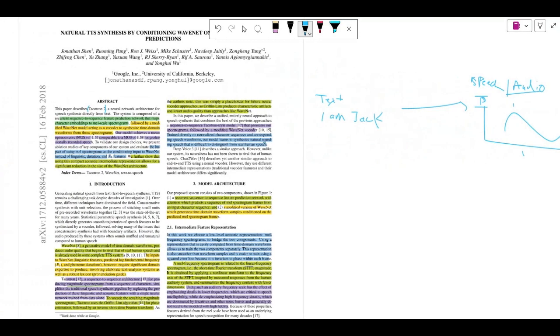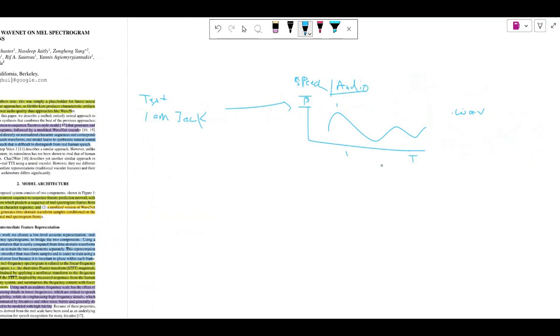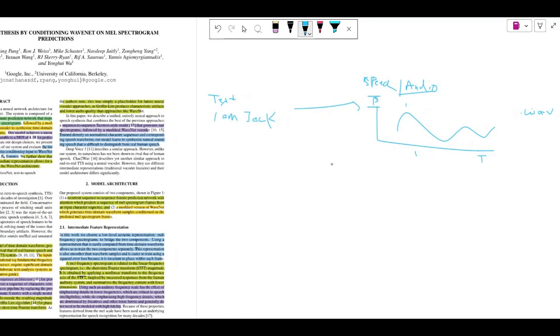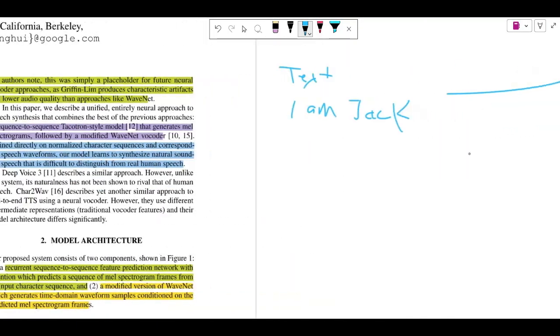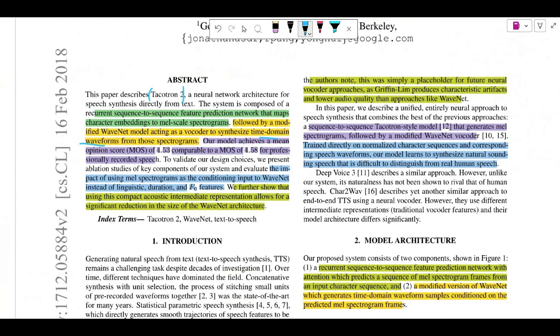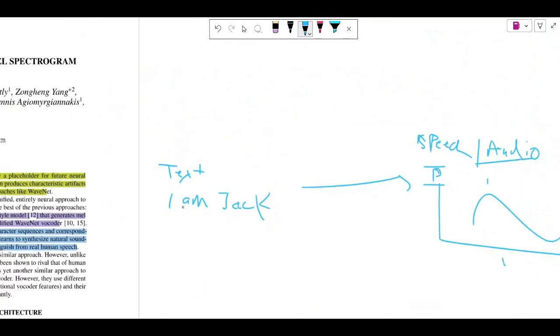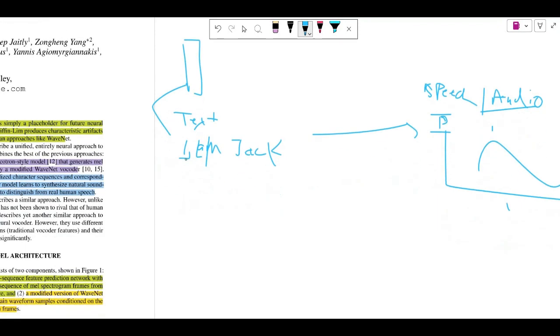So given this text, you have to predict these wave files, which are in the time domain. As they say here, time domain waveforms. Because this is in the time domain, you call this time domain waveforms, right? So what are character embeddings and mel-scale spectrograms? Character embeddings: how do we process text? We process text character by character, I-A-M space J-A-C-K, and each of these characters is given an embedding through some embedding layer. So that is the character embeddings.